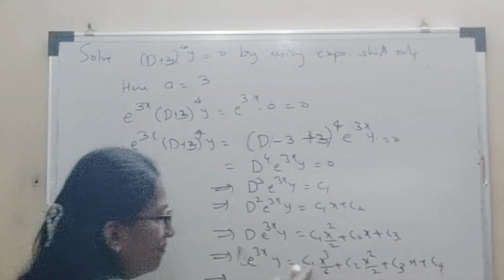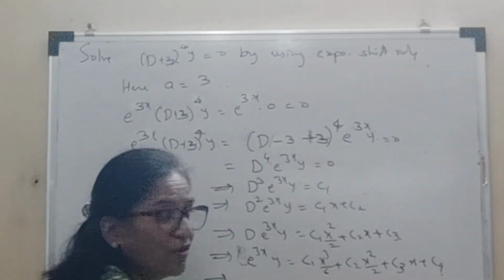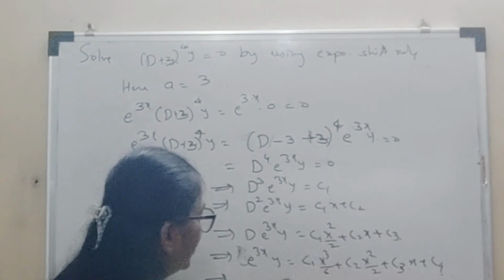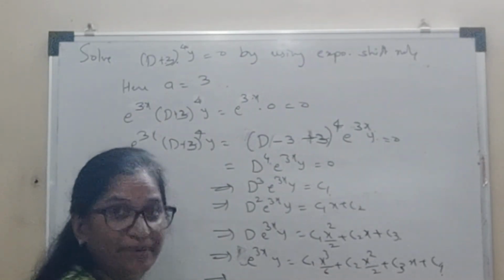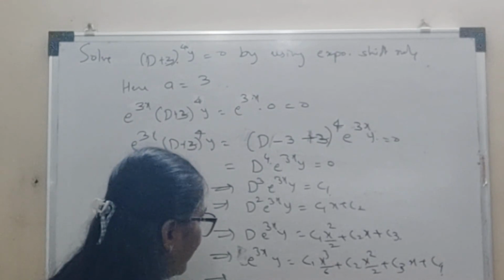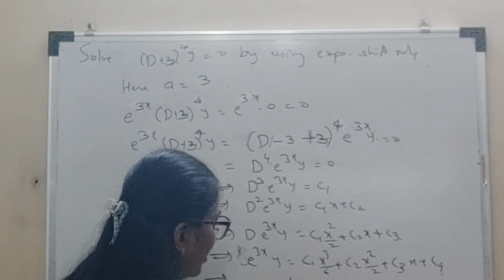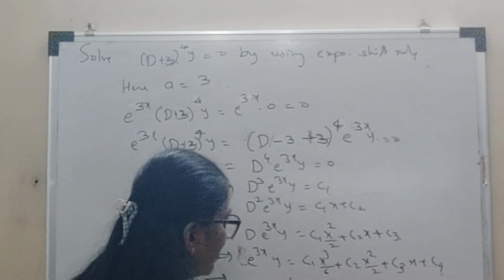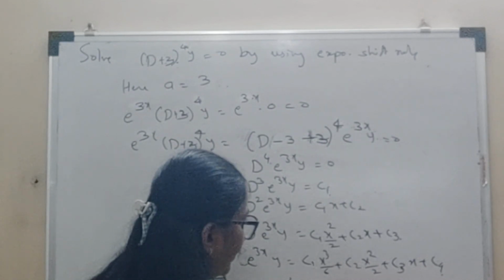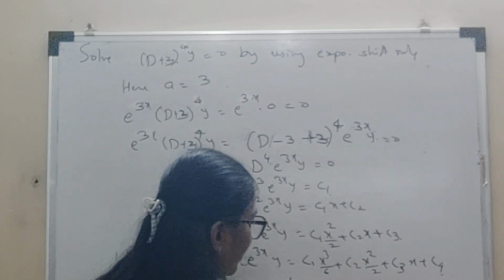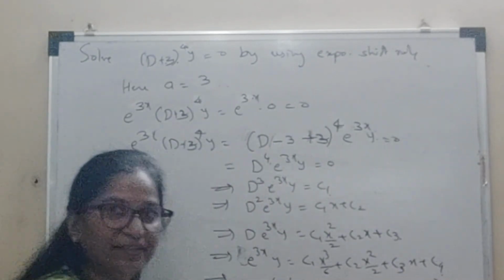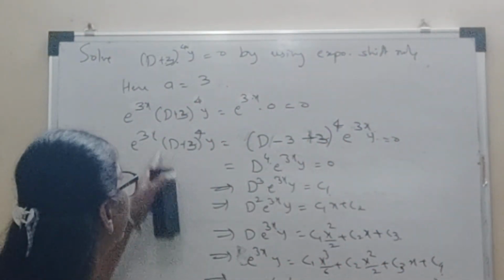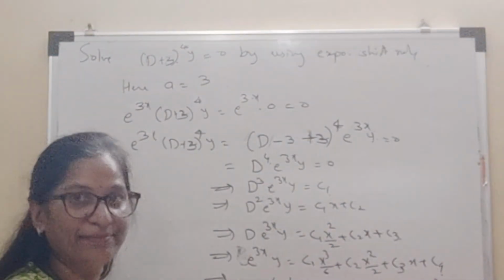And if I replace this c1 by 6 by some constant, c2 by 2 and so on, I'll get the form, and multiply on both sides by e raised to minus 3x. So I'll get y is equal to (c1 dash x cube plus c2 dash x square plus c3 dash x plus c4) into e raised to minus 3x, which is the general solution of this differential equation by using the exponential shift.